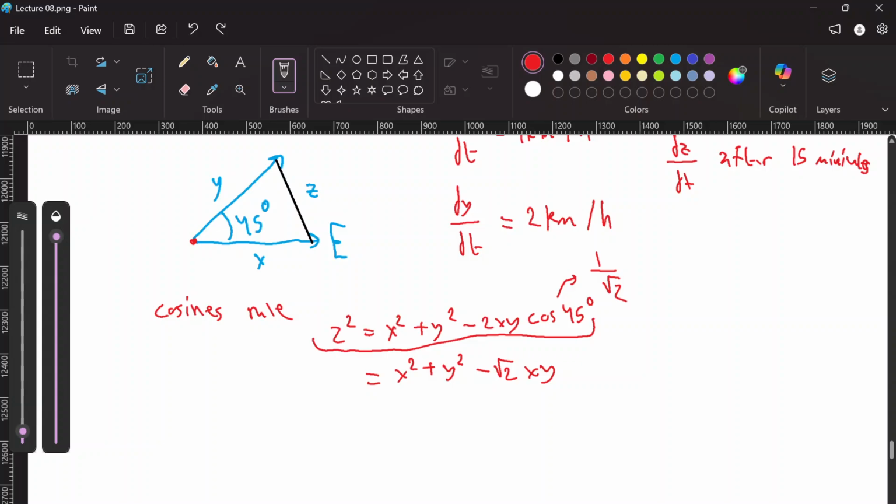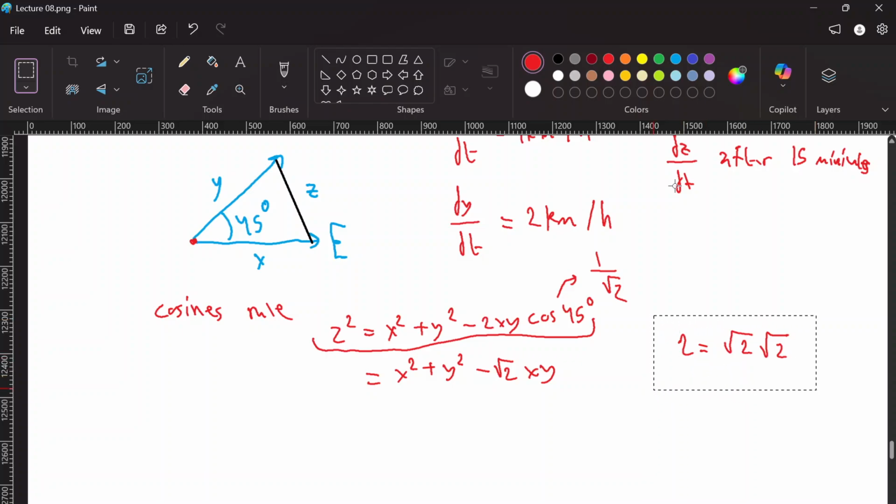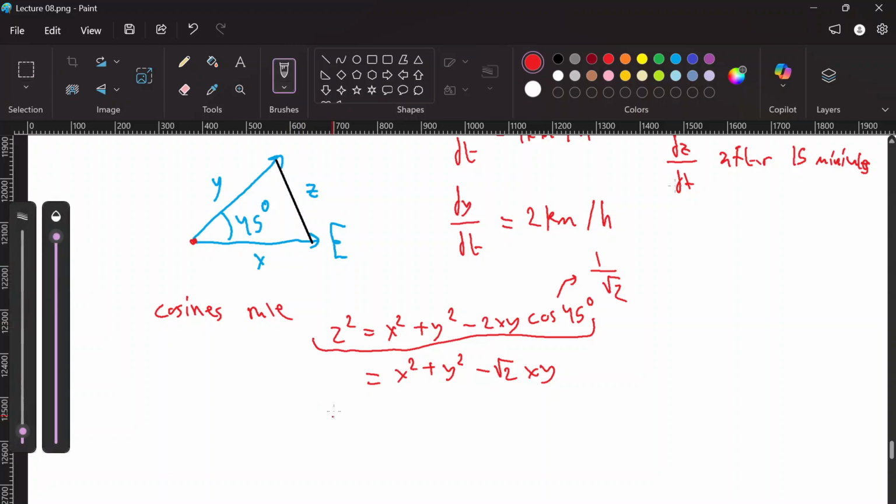Yes, good. Okay. Now the next step: 2 over square root of 2 is the square root of 2, right? Because 2 equals square root of 2 times square root of 2, and you are dividing by square root of 2, so you have just one square root of 2. Now, who wants to differentiate this with respect to t with me?